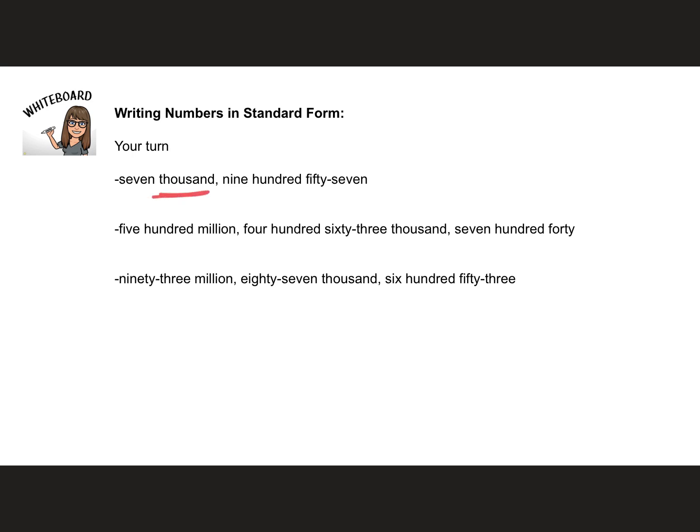So again, this thousand word, really important, tells us what's in that period. So the 7 is in the thousands period. So 7, 957 is in my units period. And so my number would just be 7 957.